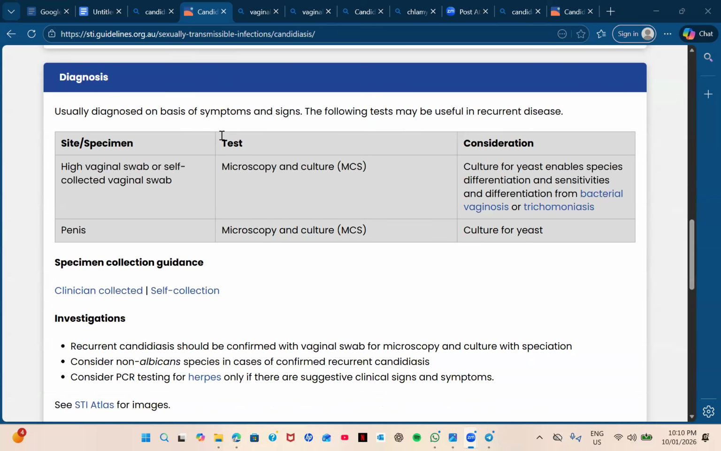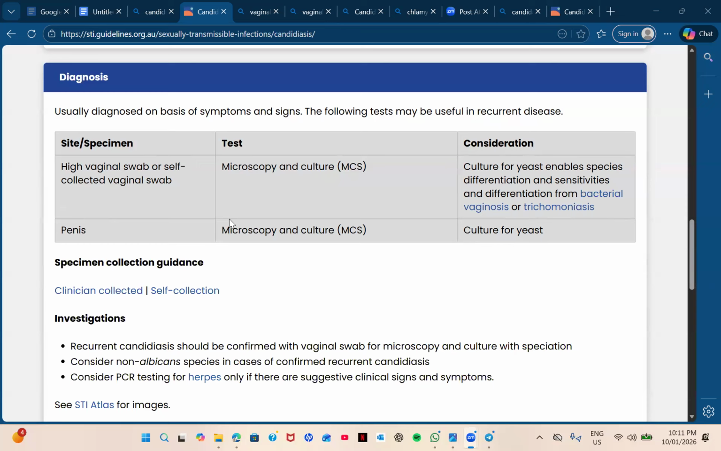Then how should we diagnose this patient? We should diagnose this patient by microscopy and culture. We call it MCS. So where should we get this specimen? A high vaginal swab or self-collected vaginal swab. So remember this high vaginal swab. Usually they are giving this, the high vaginal swab, microscopy and culture. Then culture for yeast species, differentiate sensitivity, and differentiate from bacterial vaginosis and trichomoniasis.